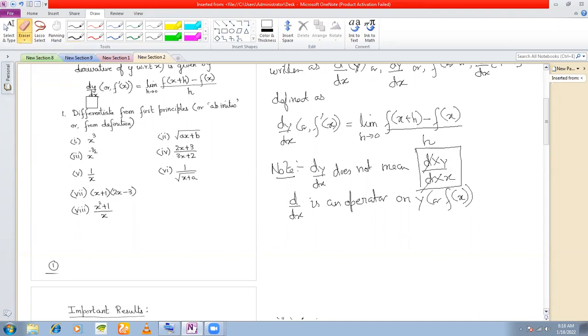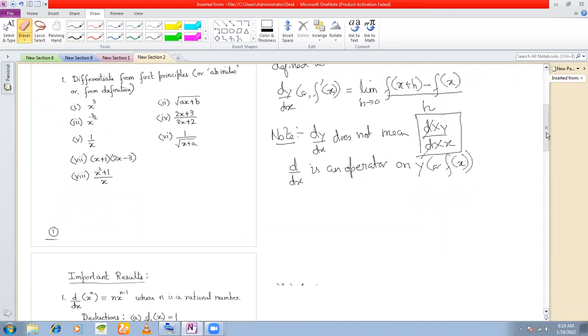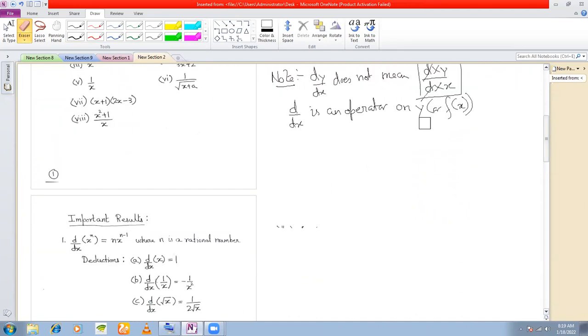Now we'll come to how to carry out differentiation. Now differentiation can be carried out in two ways. First is by definition, that is by limits, or directly. Okay, let us see how to differentiate directly first. Look at the first result here.